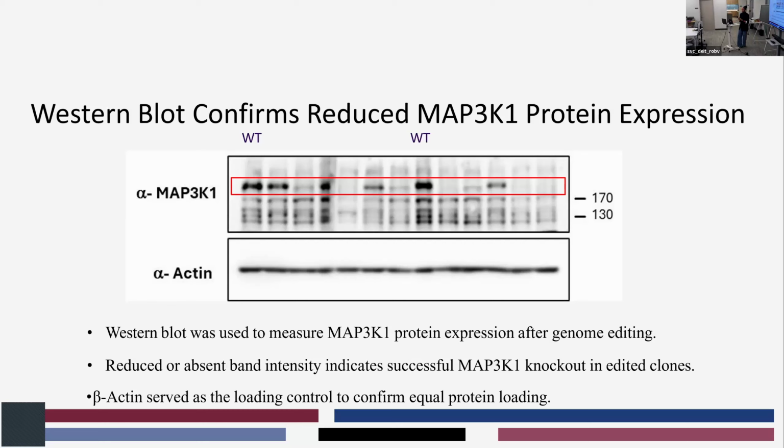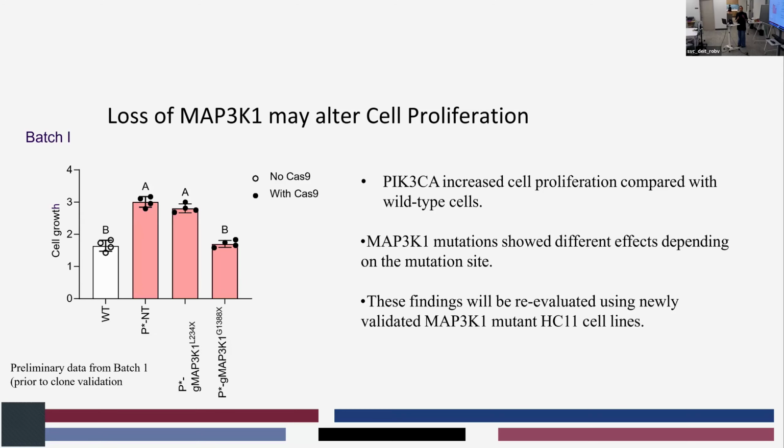The edited MAP3K1 clones show fainter or absent bands, indicating reduced MAP3K1 protein expression after CRISPR editing. These results support the sequencing results and confirm successful protein validation. And then this shows loss of MAP3K1 may alter cell proliferation.